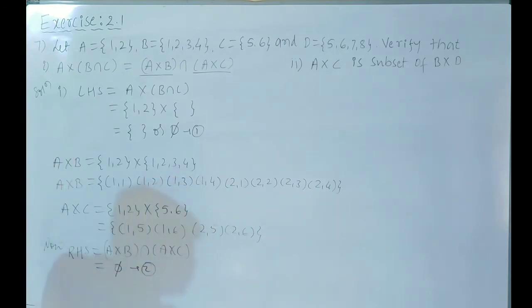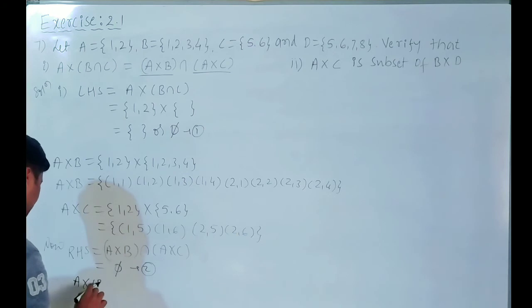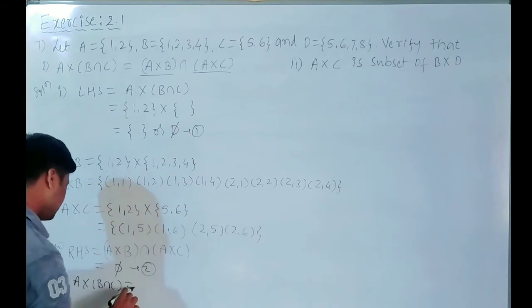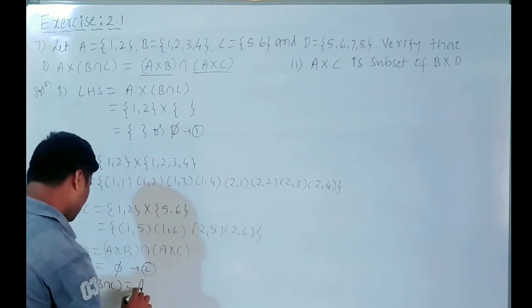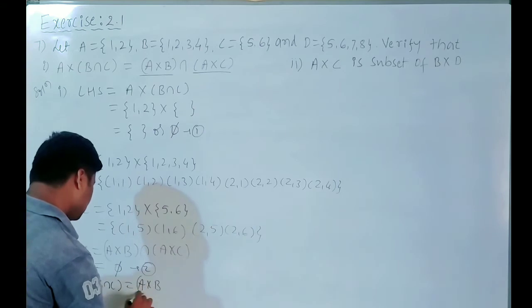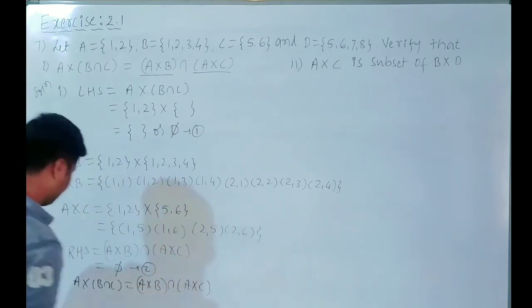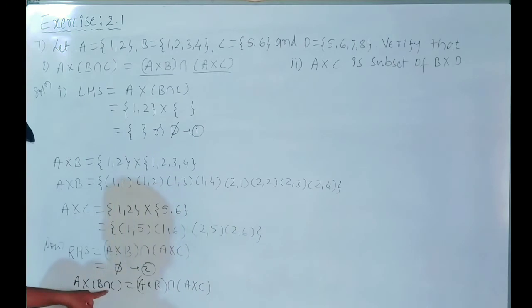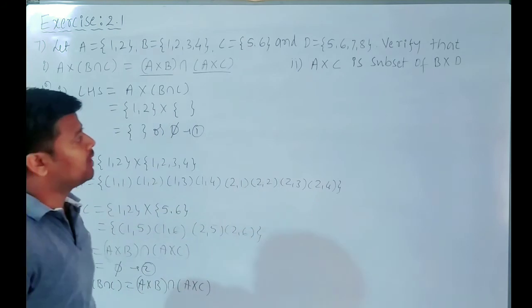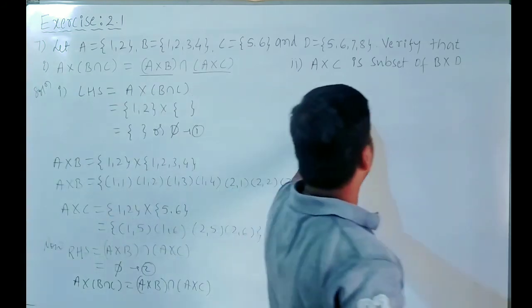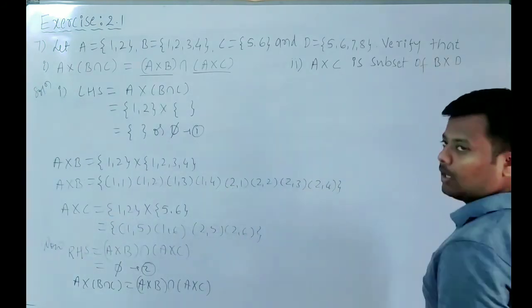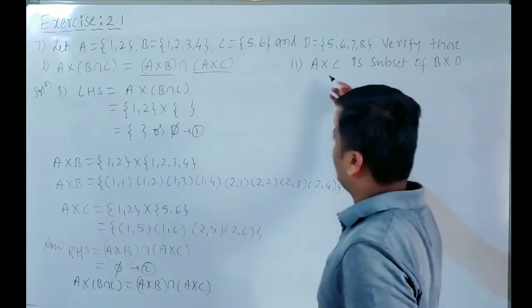From 1 and 2, A cross B intersection C equal to A cross B intersection A cross C. I will verify. Next we have to check that A cross C is subset of B cross D. So we have already found A cross C.